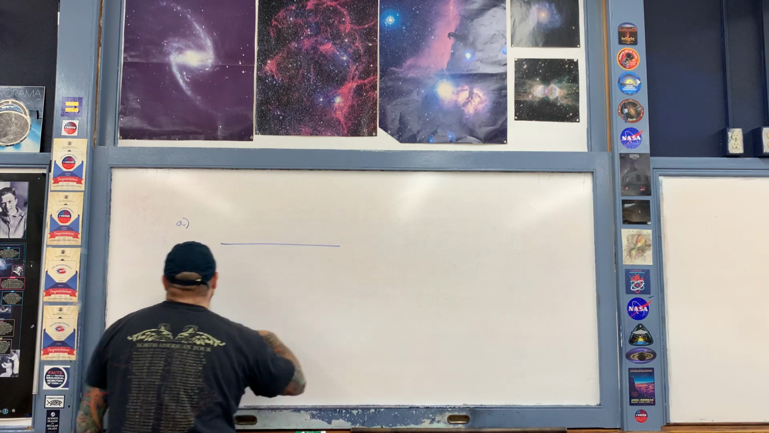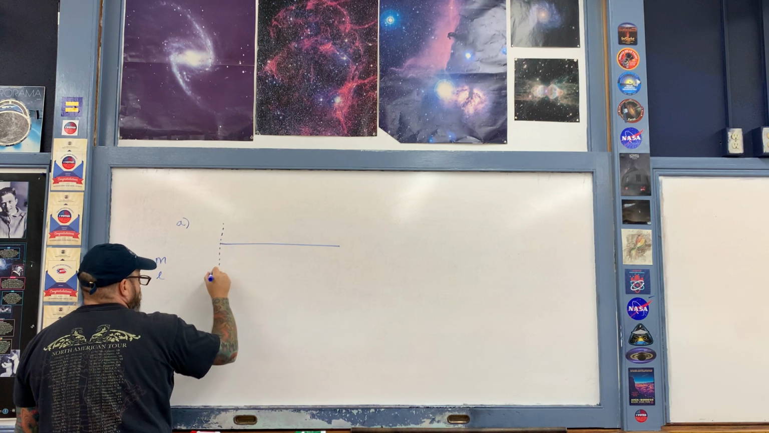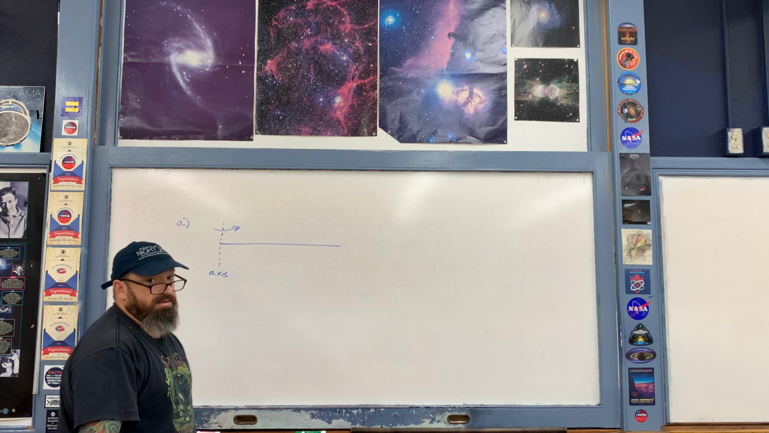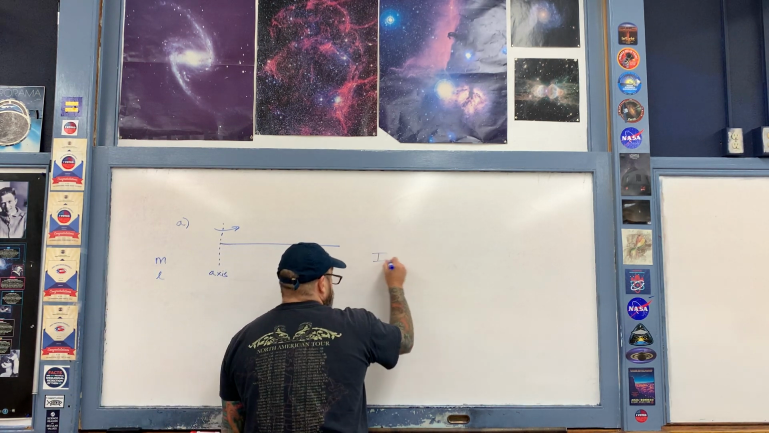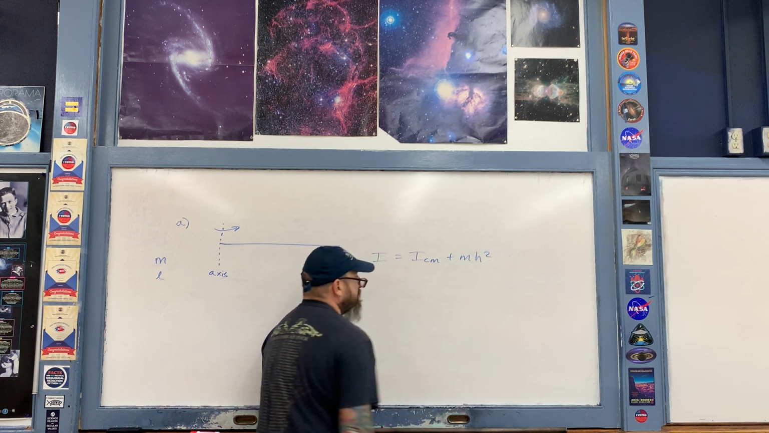Okay, here's the one-dimensional stick. It has mass m and length L. And then right here we'll say is the axis of rotation. So it's rotating like this. Okay, here's then how we apply parallel axis theorem. So I equals ICM plus mh squared.